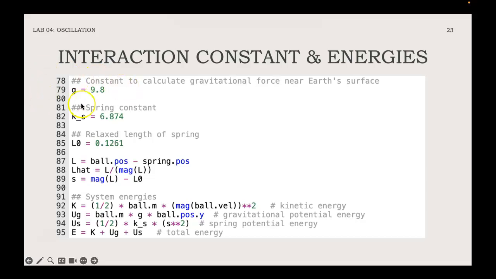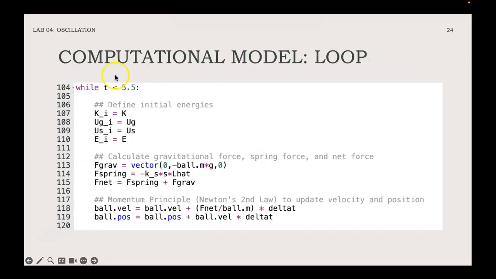We also have 9.8 as our gravitational constant, and then our relaxed length of the spring, which we found using Newton's second law, that formula that we derived, as well as the k constant we found in the previous slide. We also have to calculate L hat, and s, which is the displacement of the spring, using these respective formulas. We also substituted the energy formulas that we went over in the previous slides for these variables right here. And so we entered our computational loop, we defined our energies, and then we have to define F grav, F spring, and F net.